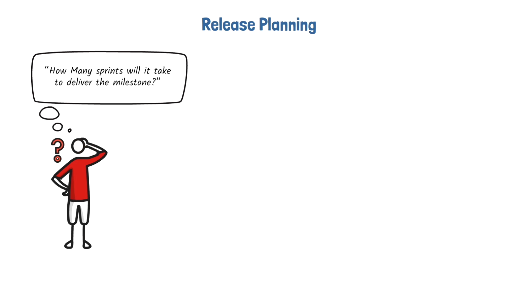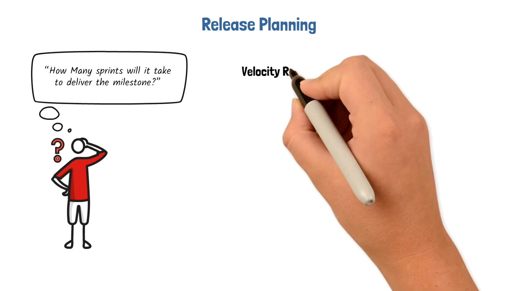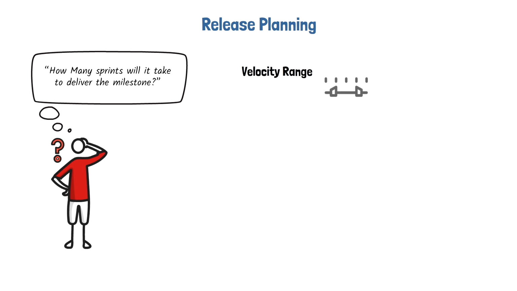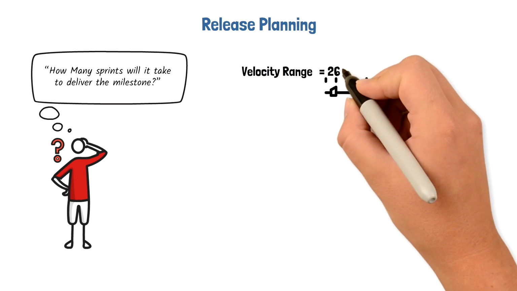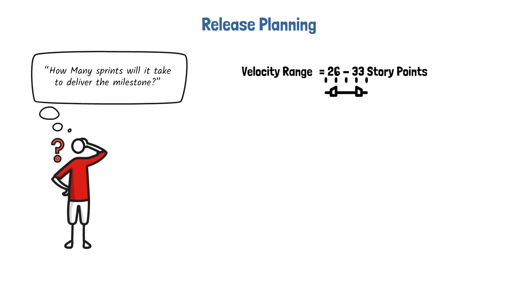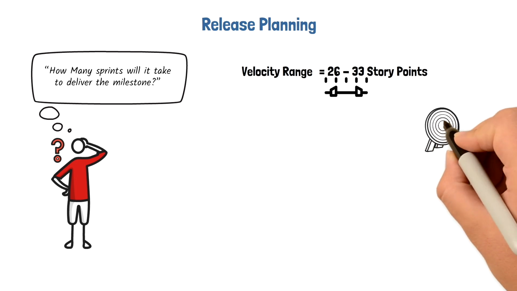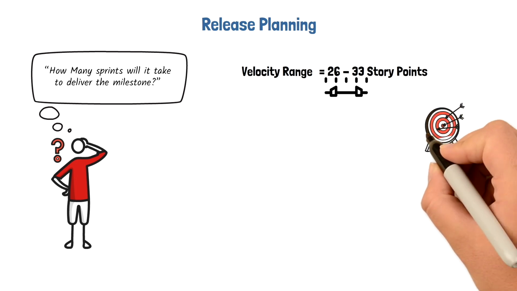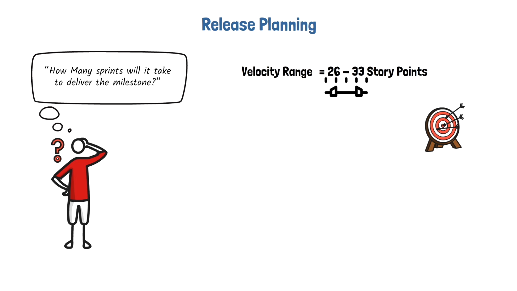For predicting releases, velocity is most useful when expressed in a range. With the help of our data from the 5 sprints, we now know our range is 26 to 33 story points. Using a range allows us to be accurate without being overly precise. Now that we know our velocity range, let's look at an example of predicting the release.